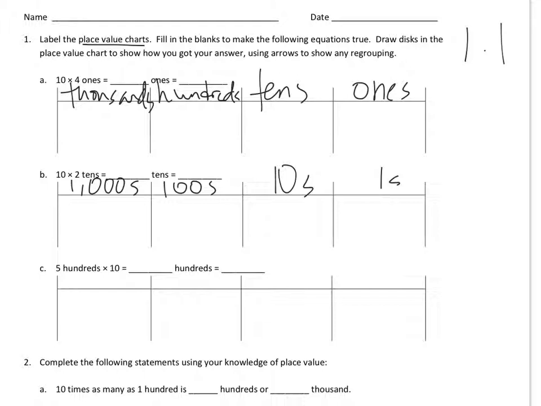What I would always tell students to do is start by drawing whatever they see 10 times up. In this case, they see 4 ones. So students should draw 4 discs in the ones place. The next thing they have to do is do 10 times that. What we talked about today is what is 10 times 1? Well, 10 times 1 is 10. 10 times 2 is 20. 10 times 3 is 30. So 10 times 4 ones would be 40.